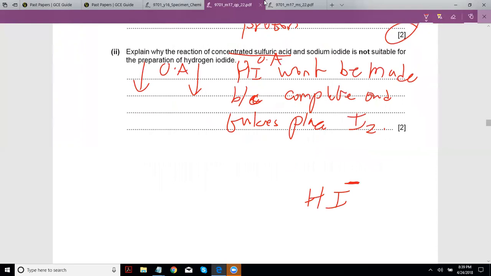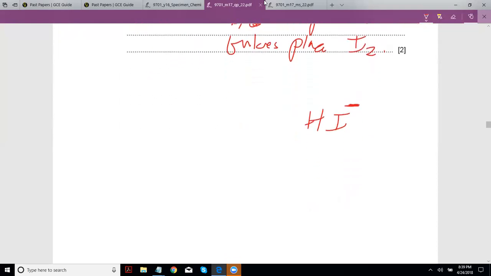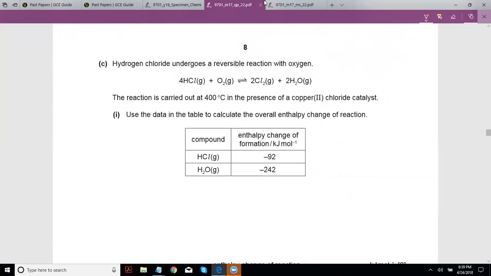And H2S. Sorry? H2S as well, hydrogen sulfide. It gets reduced all the way to hydrogen sulfide. Yes, that's true, but if you remember the whole reaction for hydrogen iodide, you can mention that too. But the idea is there's an alternate explanation for this as well.